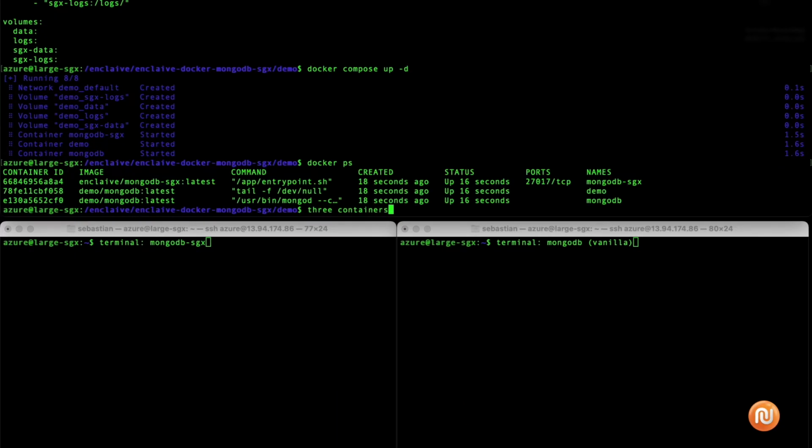So here you can see that three containers are running. This is just a demo for our demonstration purposes. MongoDB is the non-confidential, while MongoDB-SGX is the confidential.